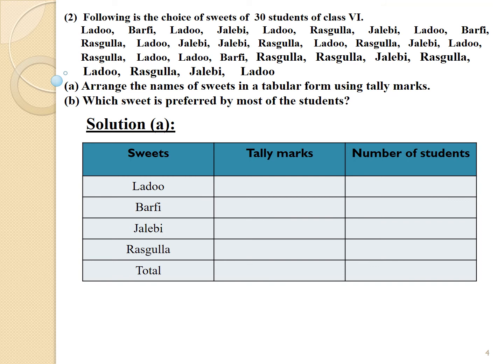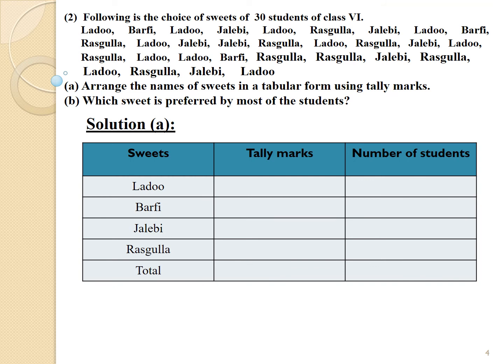Now, question number 2. Following is the choice of sweet of 30 students of class 6. A. Arrange the names of sweet in a tabular form using tally marks. B. Which sweet is preferred by most of the students? Students, in this question also, you have to construct a frequency distribution table. In this table, you have to draw 3 columns. First for observation, that is sweet. Second for tally marks, and third for the total of tally marks, that is the number of students.